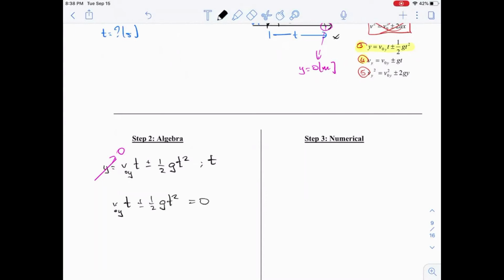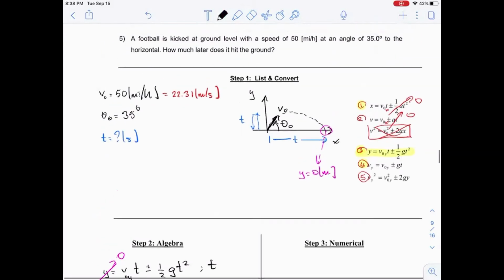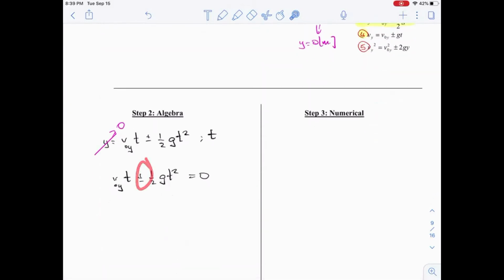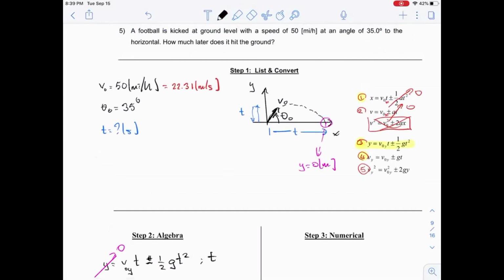So solve for t. Now we have to make a decision in terms of plus or minus. So which one did we use and why? We never discussed this, and on the test I gave you a little bit of a hint, but this is a good time to make a decision. What I want you to do is take a look at the direction of the initial speed, the direction of the y component.